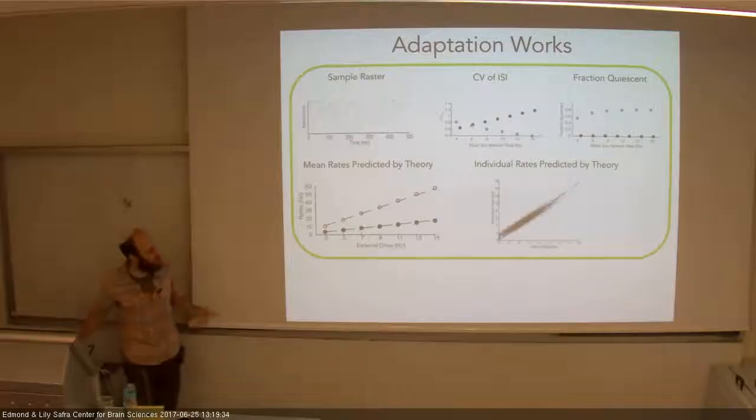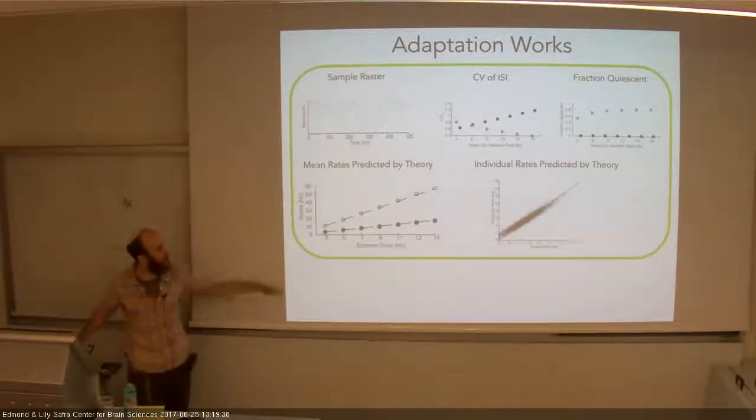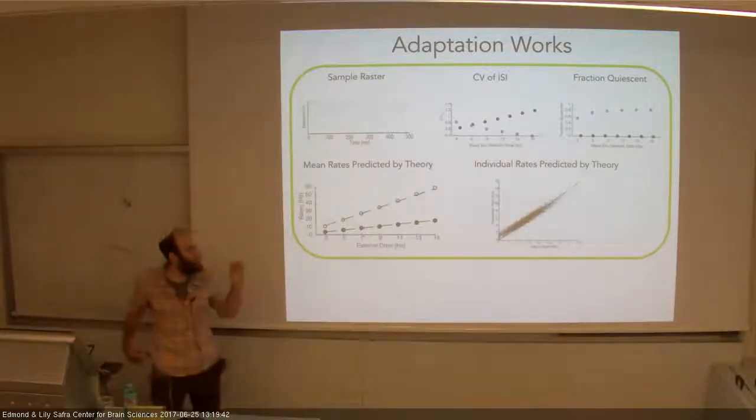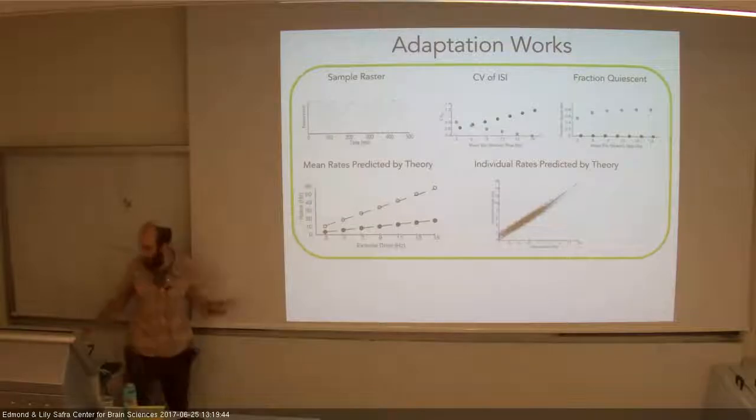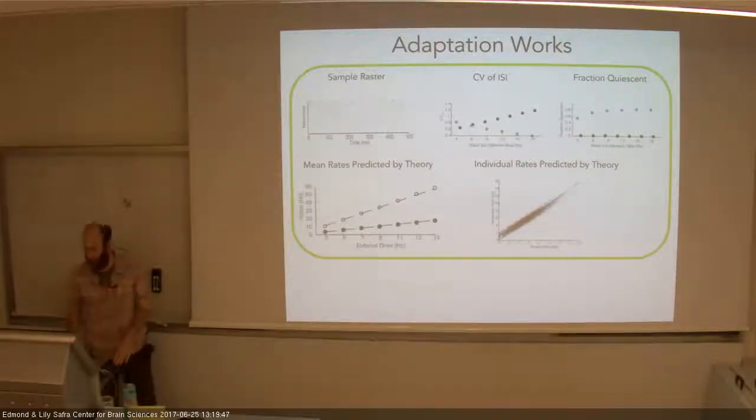emergent property of the interaction between that individual cell property of the adaptation current and the population balance. And then finally, that local individual balance equation that I wrote also predicts very well in simulation the local individual firing rates.